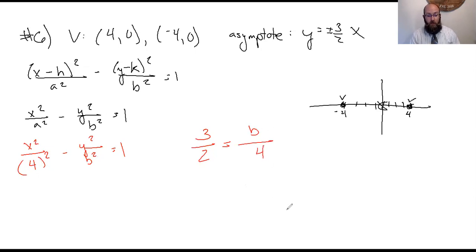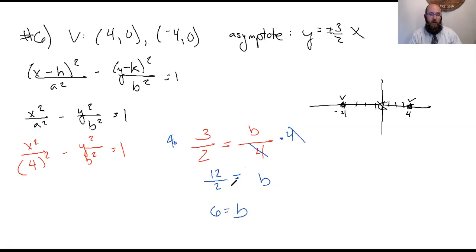Now I need to solve this for b. So I'm going to cross multiply and divide. So I'm going to multiply this side by 4, multiply this side by 4. What am I left with on the right? I'm actually left with b because these 4s are going to cancel. And then over here, now I have b by itself, right? So I have 4 times 3 is 12, and I still have to divide by the 2. So I have 6 equals b.